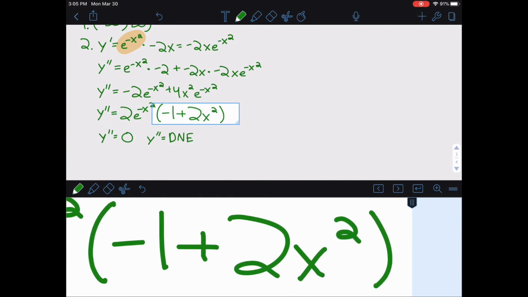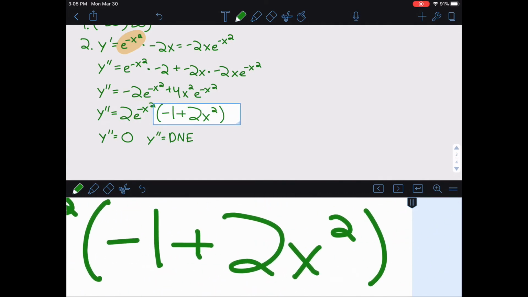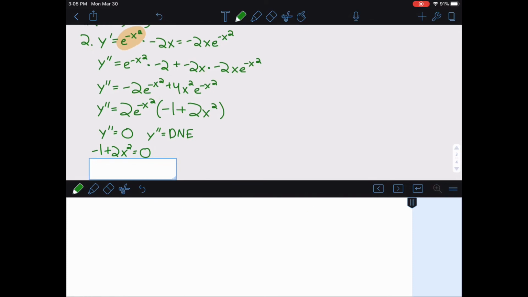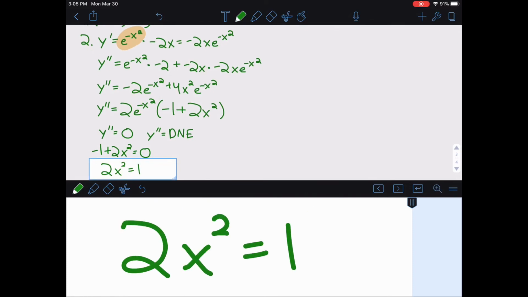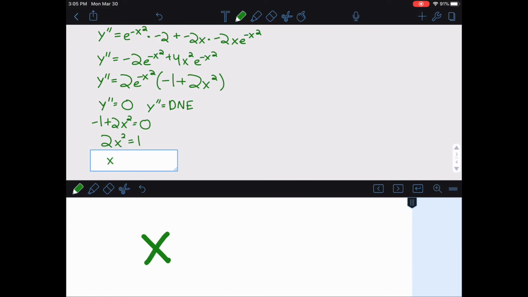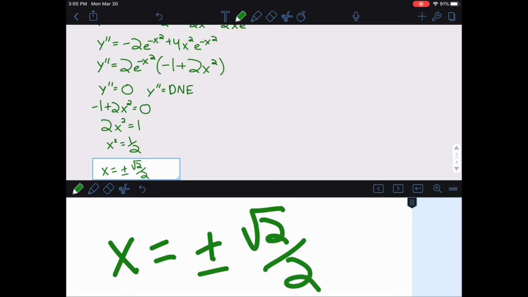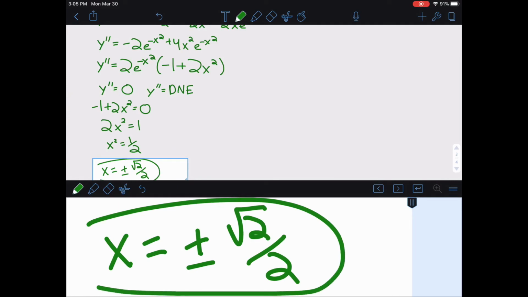And now all I have to do is set the parentheses part equal to 0. So negative 1 plus 2x squared equals 0. So I'm going to get 2x squared equals 1, so x squared equals a half. And so x equals, and I'm going to go ahead and rationalize this, plus or minus root 2 over 2. So these are two possible points of inflection.